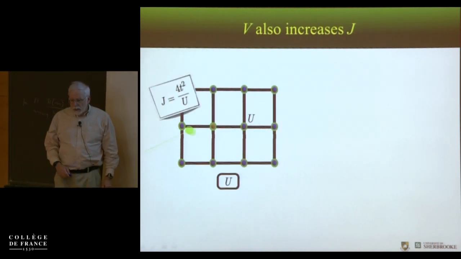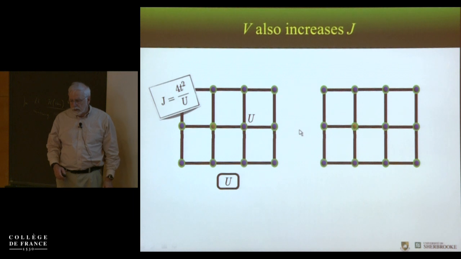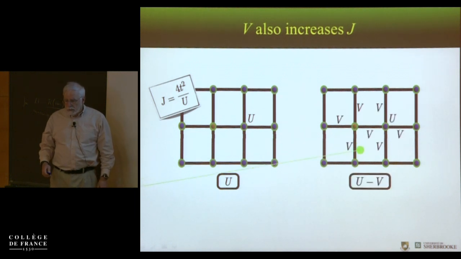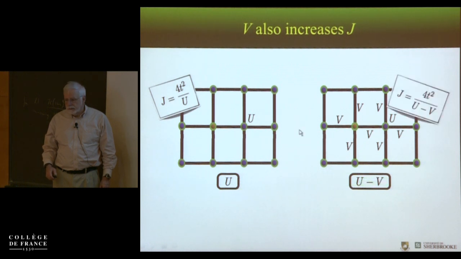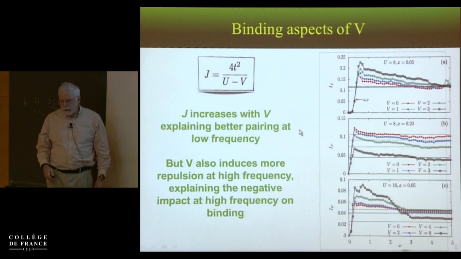Well, how do we understand J? J is just second-order perturbation theory. It's just hopping back and forth, and the energy denominator is U when I doubly occupy. In the presence of V, things change a little bit. Because if I have 2 electrons here, in the presence of V, V comes in 7 times here. 1, 2, 3, 4, 5, 6, 7. Suppose that I doubly occupy this site now. V will come 6 times, twice here, and twice there. So the energy denominator now is U minus V. So J is 4t squared over U minus V. And this is precisely what you see in these curves.